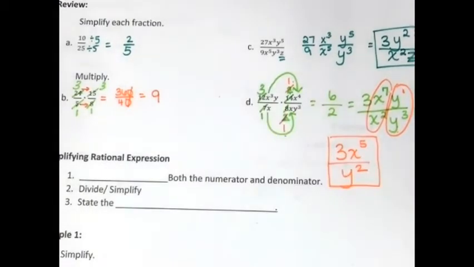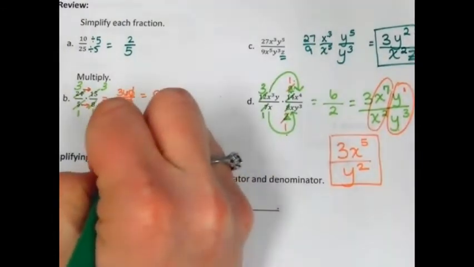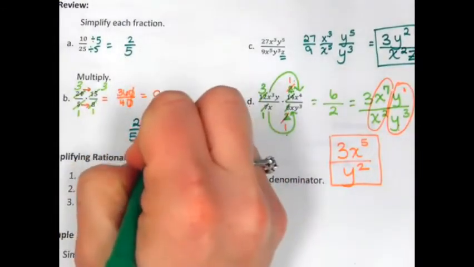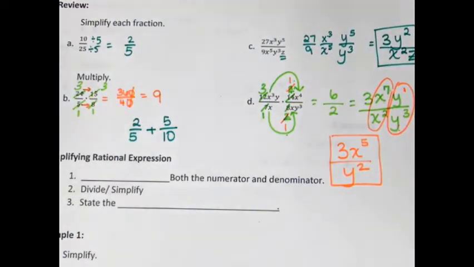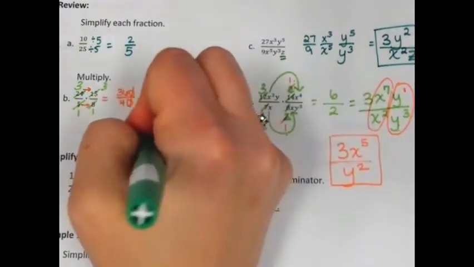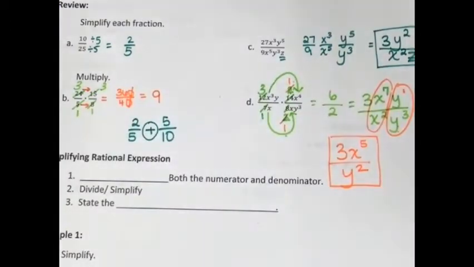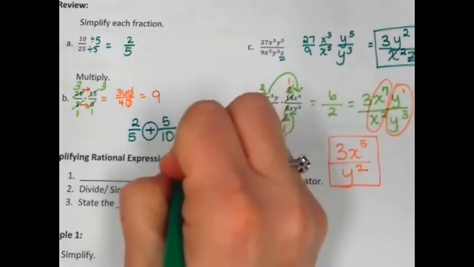Let me ask you, if I have something like this, 2/5 plus 5/10. Can I simplify the 5 and the 5? No. Can I simplify the 2 and the 10? No. Because of this plus sign, we cannot cross simplify. What's the only way to add fractions? Common denominator. And what is my common denominator? 10.